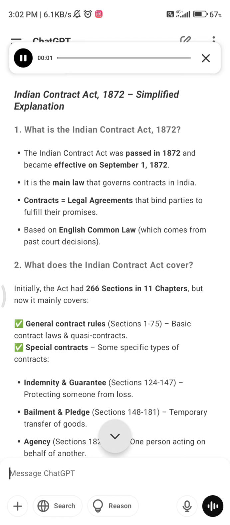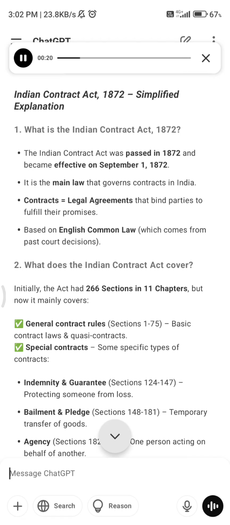Indian Contract Act 1872 simplified explanation. 1. What is the Indian Contract Act 1872? The Indian Contract Act was passed in 1872 and became effective on September 1st, 1872. It is the main law that governs contracts in India.